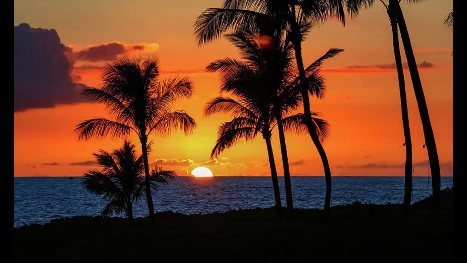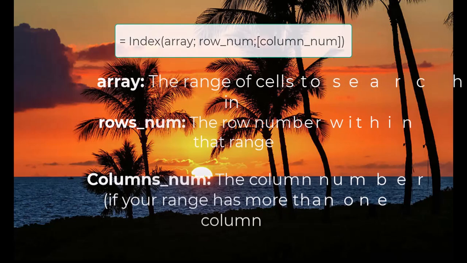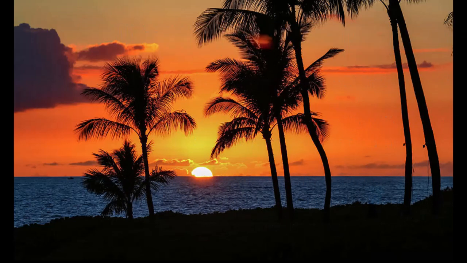How do we write the INDEX function? When we write a function, it always starts with an equals sign. Then write the name of our function, INDEX. Then open the parentheses, then the array, which is the range of cells to search in, semicolon, the row number, which is the row number within that range, semicolon, the column number, if your range has more than one column.